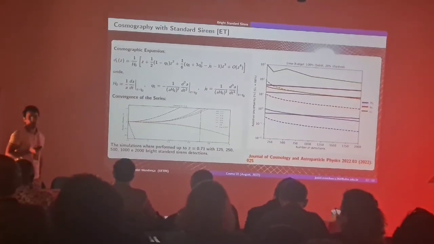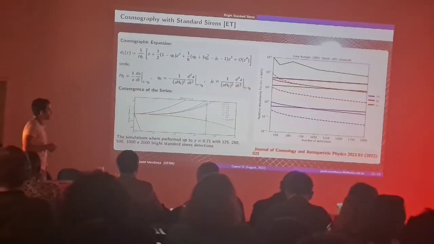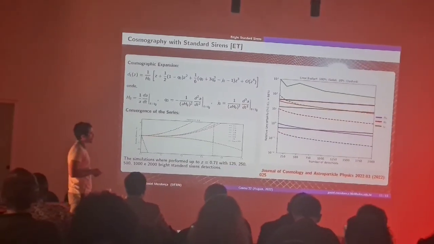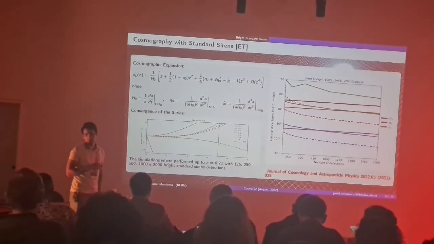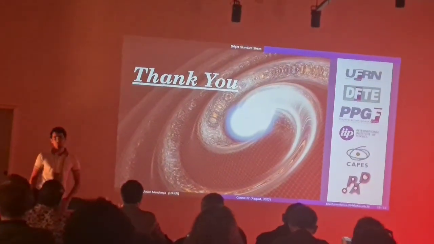But if we can reduce the luminosity distance uncertainty, we have even better results in the measurements of the Hubble constant, Q0 and J0. Okay, and that's it. And thank you very much.